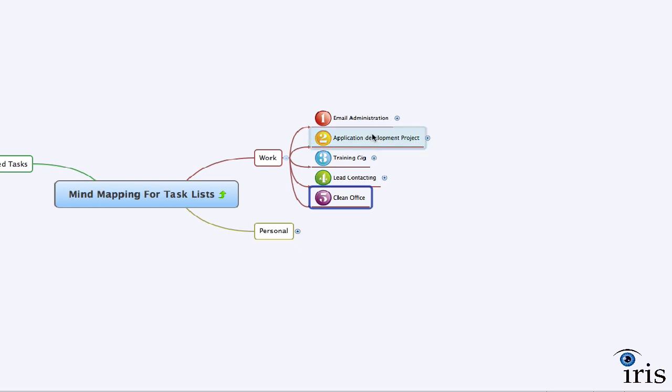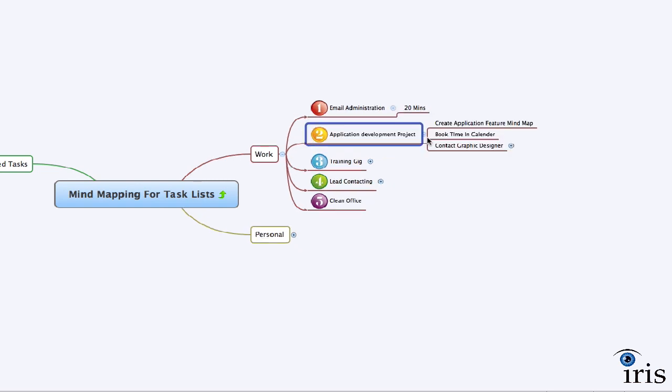So there it is. Now, the power behind mind maps for task lists is that you're able to break down these tasks into very specific subtasks. So for example, email administration. Let's expand on that. You're going to dedicate 20 minutes to email administration. Okay, so that's a specific note. Now, you could even add another element in there. Let's add something very specific as far as email administration goes.